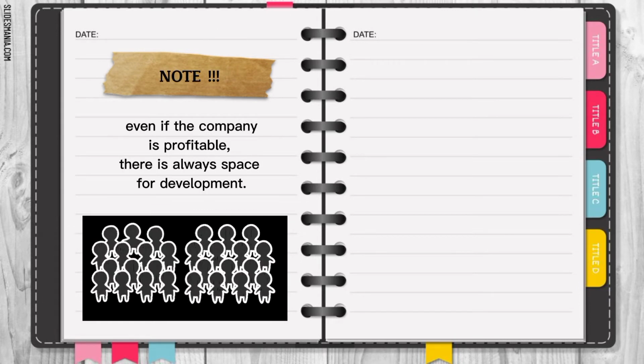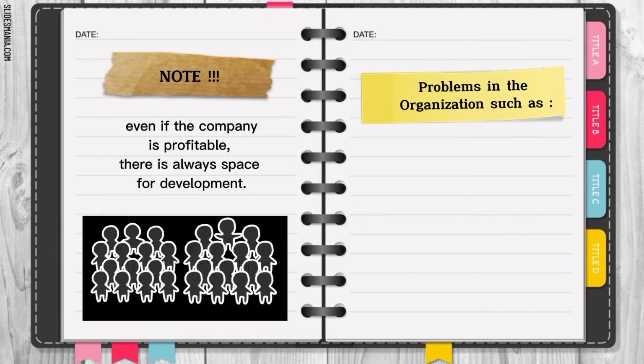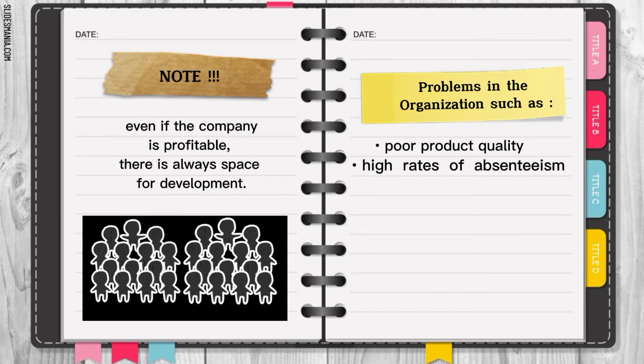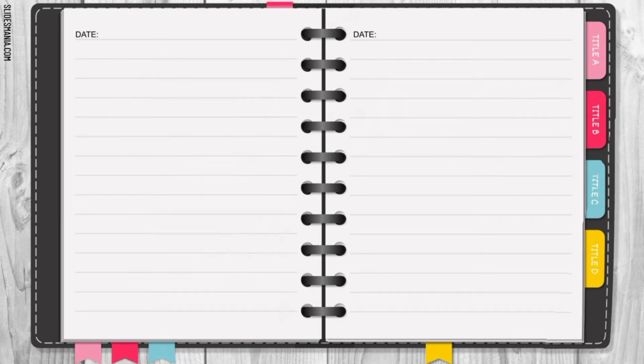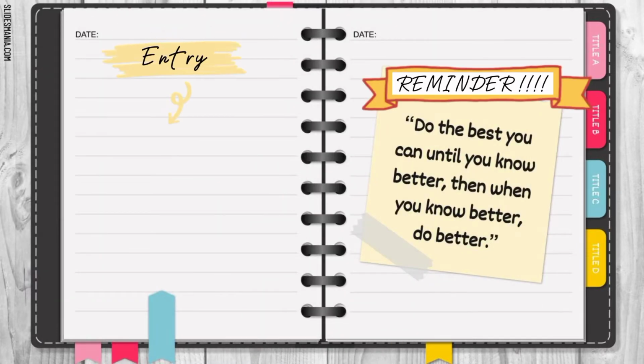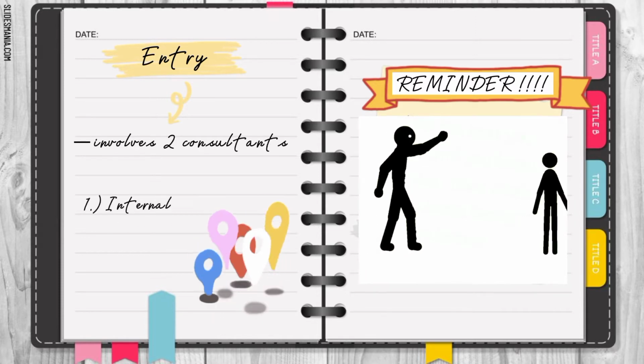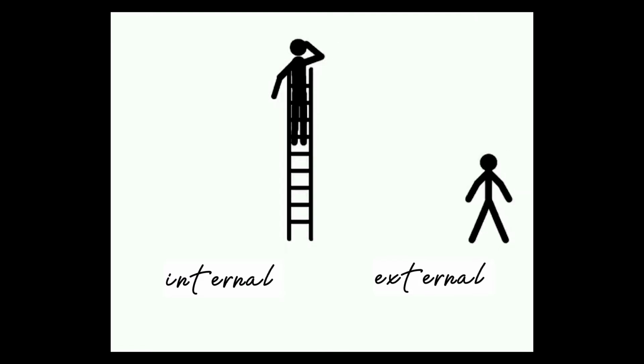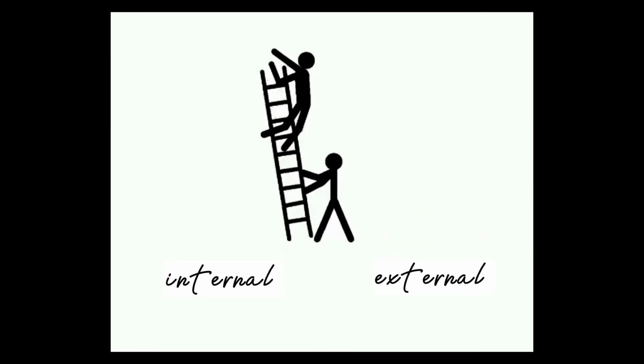The organization could be experiencing particular problems such as poor product quality, high rates of absenteeism, or dysfunctional conflicts among departments. Entry involves two consultants, internal and external. When it comes to making contact, internal and external OD practitioners confront different hurdles or challenges.